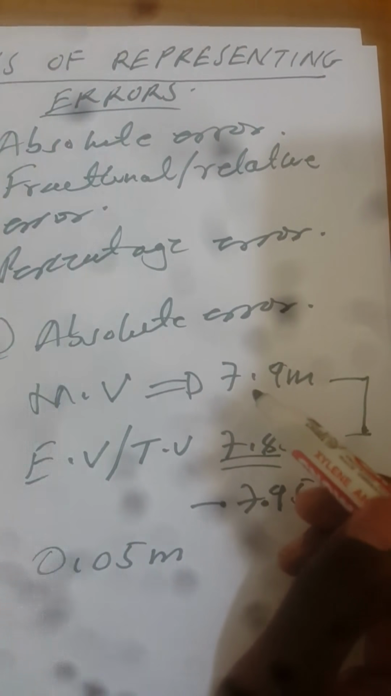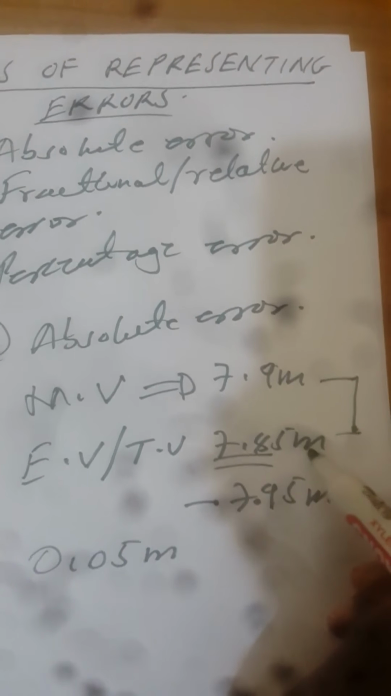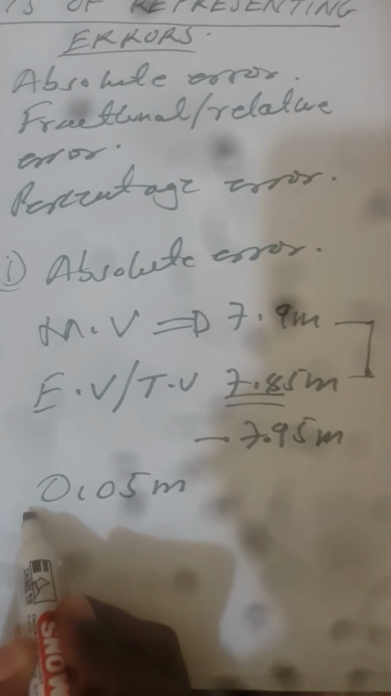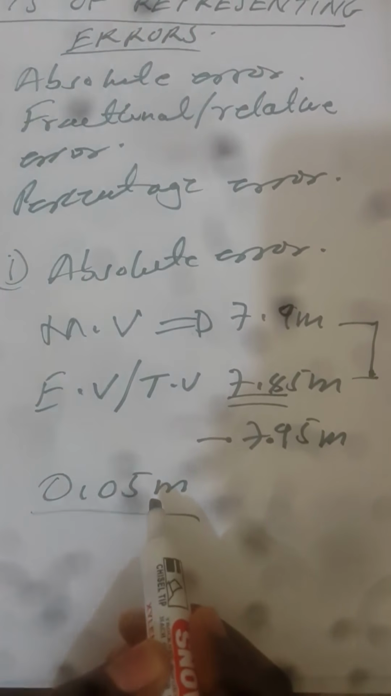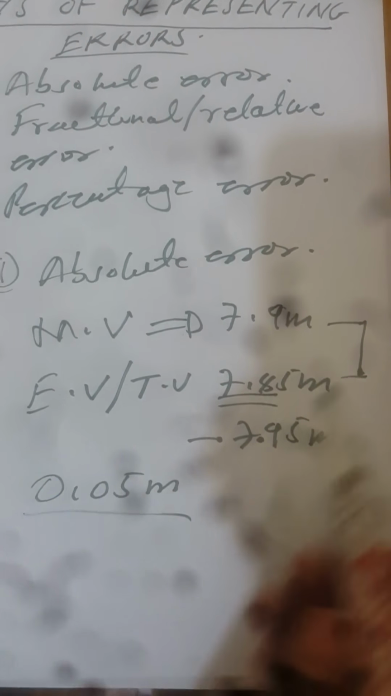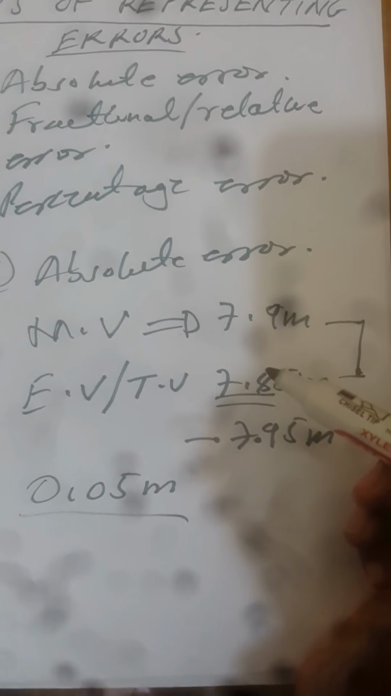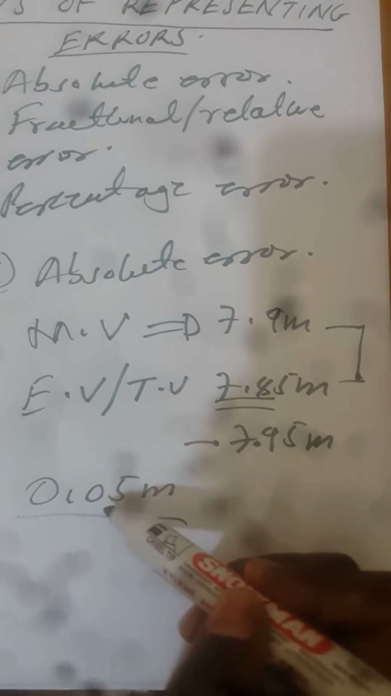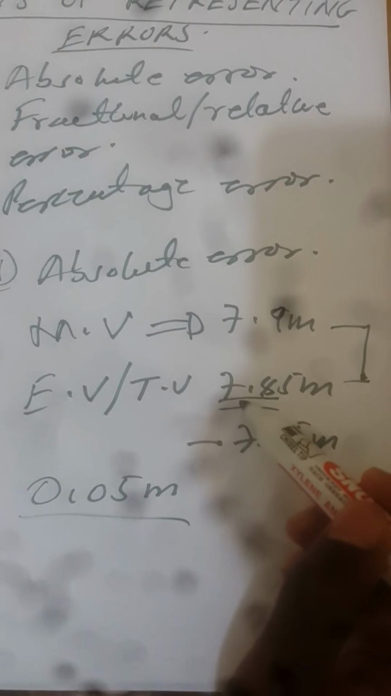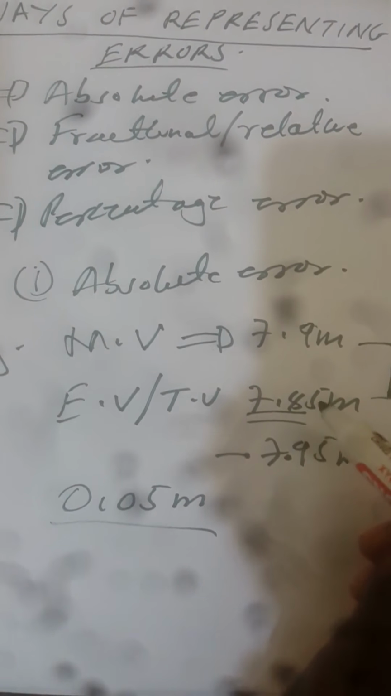When you consider the first exact value, which is 7.85 meter, the difference between 7.9 meter, which is the measured value, and this 7.85 meter, which is the exact or true value, is 0.05. It means this 0.05 is an error. It means the measured value is more by 0.05 meter than our true value or exact value, which is 7.85 meter.